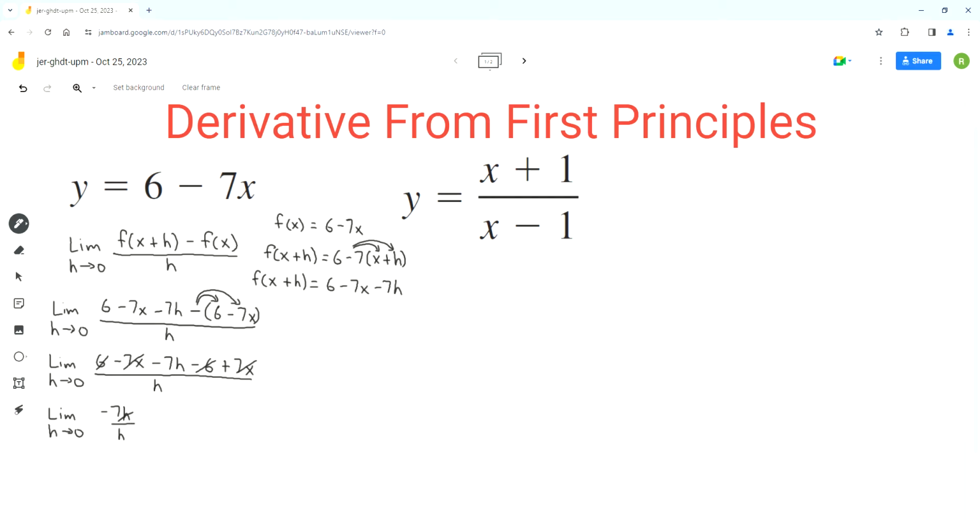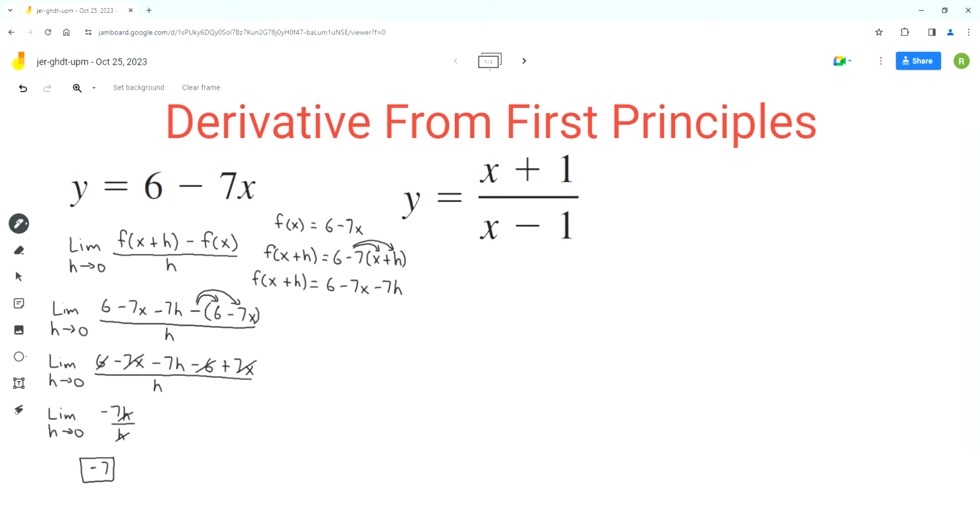So now we can cancel out the h's and now we have just negative 7, and since there is no h remaining in this expression, the final answer should be just negative 7, because when we apply the limit there is no change because there is no h left in the expression. So this should be the final answer for the first function.